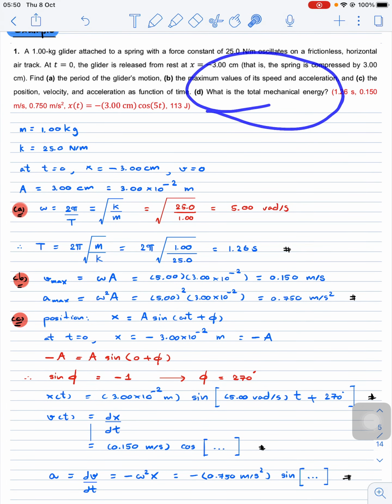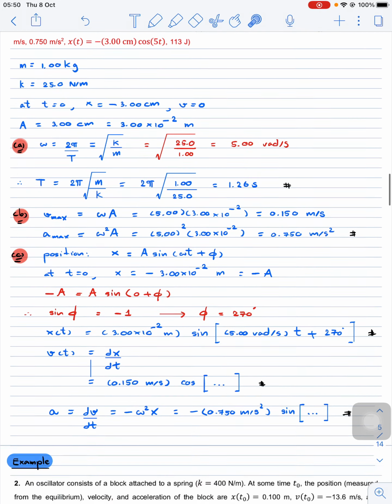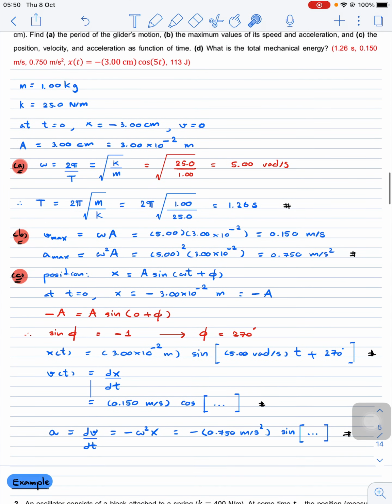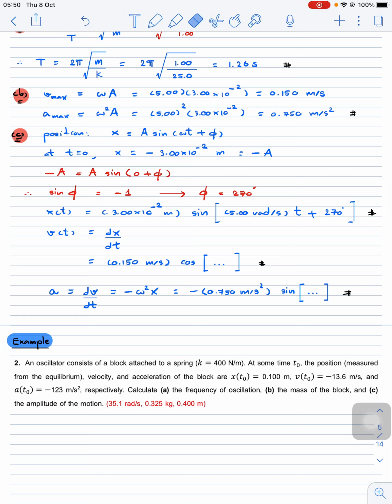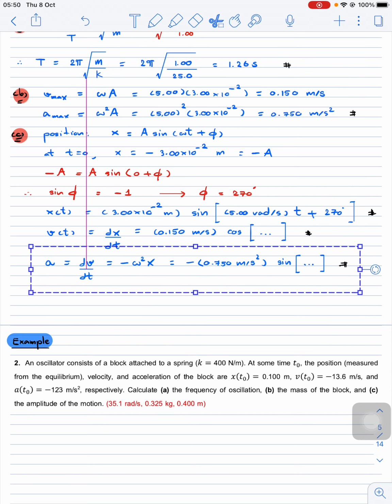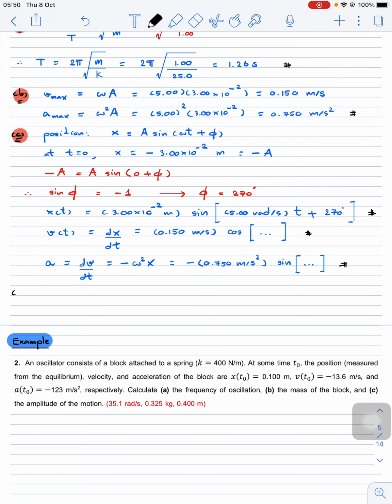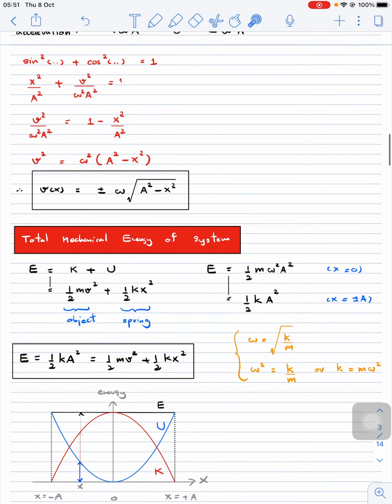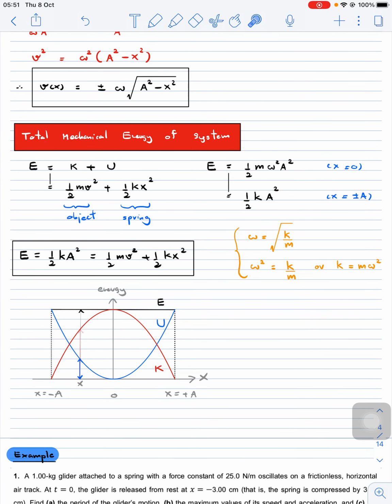So now for part D, what is the total mechanical energy? Let me move this to this position, then we can have some space. Now for part D, we need to find the total mechanical energy. So we have lots of equations that we can use to solve, right? For example, we can use 1/2 m v squared plus 1/2 k x squared for any position x and the specific v. Or we can just use 1/2 m omega squared times A squared, or we can use 1/2 k A squared. So in this case, I'm going to use this one because it will be the simplest one that we can see.